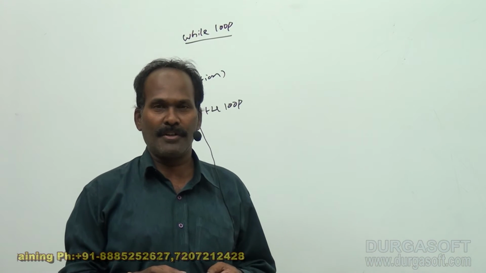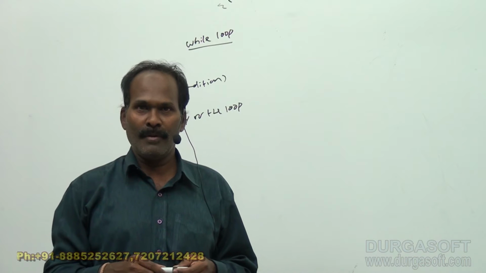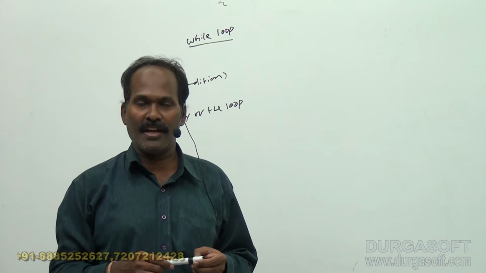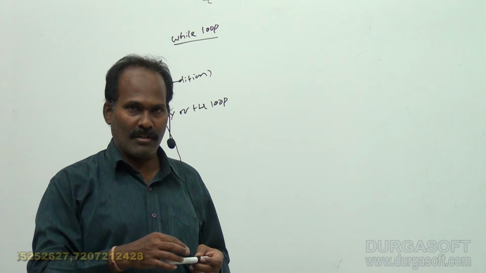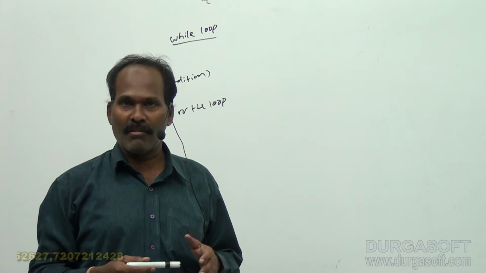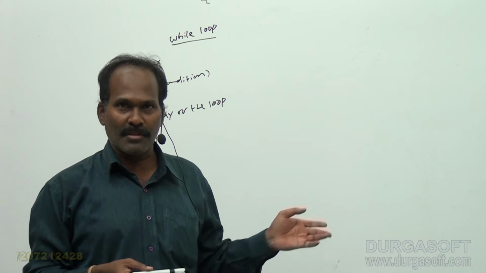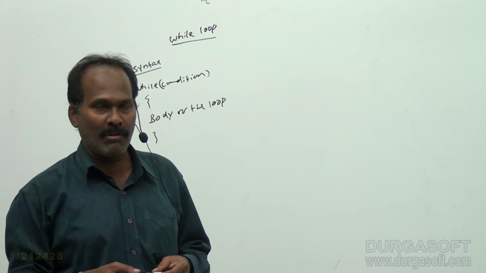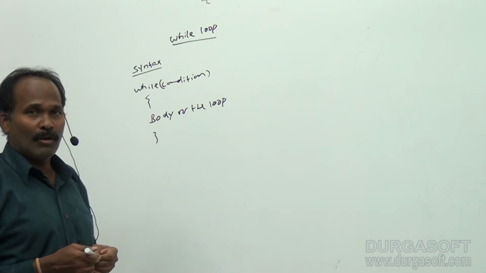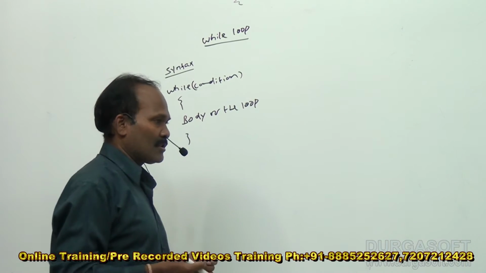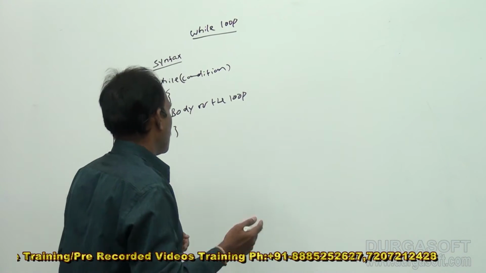In the last video session I discussed the complete picture of the for loop: initialization, condition checking, and body of the loop execution. How many times the body of the loop is executed, what the initialization part is, what the condition part is, everything I showed in the last video. In this video I am going to cover the while loop and the do while loop, and mainly discuss the differences between them.